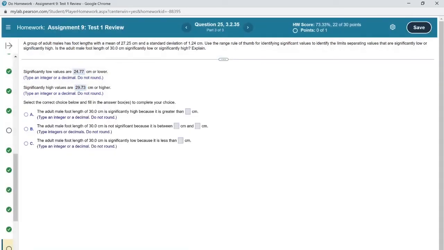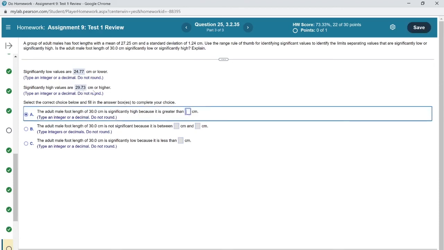Okay, so now, is the adult male foot length of 30 centimeters significantly low? No, it's not. It's significantly high because it's greater than 29.73. So among the options, we can say the adult male foot length of 30 centimeters is significantly high because it's greater than 29.73.